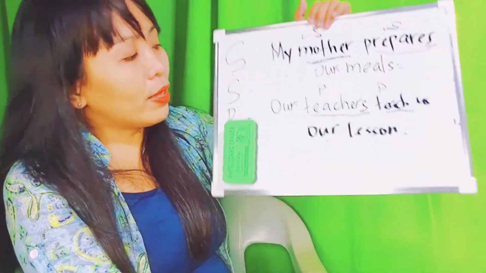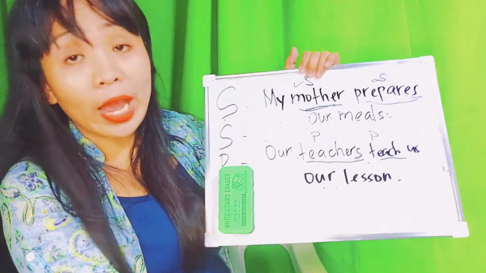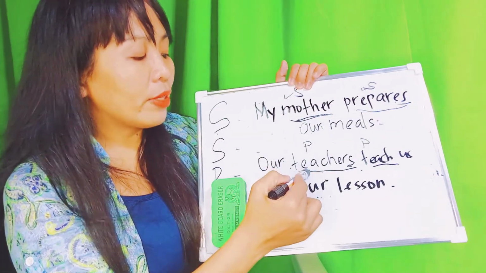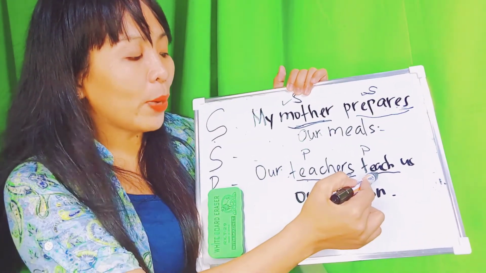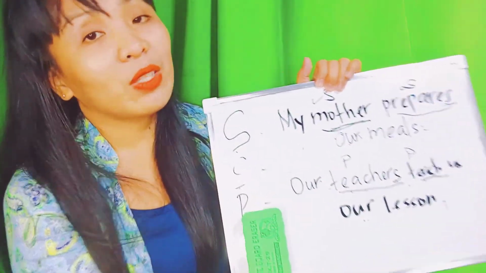Okay. Now let us check if we have a correct sentence here. We do have the subject, we do have the predicate, and we also have the punctuation. Our teachers teach us our lesson. So see, very easy to identify. This is for the beginner, guys. I suggest that if you want to learn something, don't read too much information because it will just bring you confusion. Basically, these are the basics of how to write sentences.